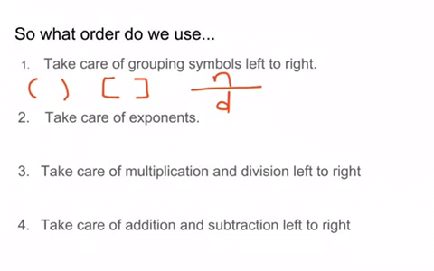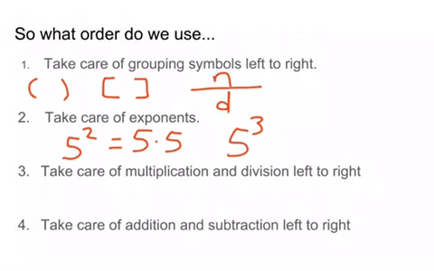Then we need to take care of exponents. What is an exponent? Well, often we may have a base and an exponent, and the exponent tells us how many times we multiply the base together. So 5 squared means 5 times 5. 5 to the third power, or 5 cubed, means 5 times 5 times 5.